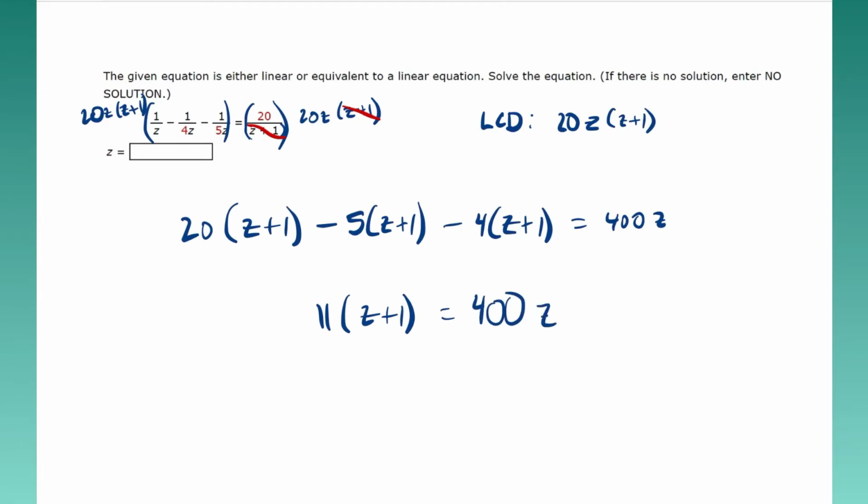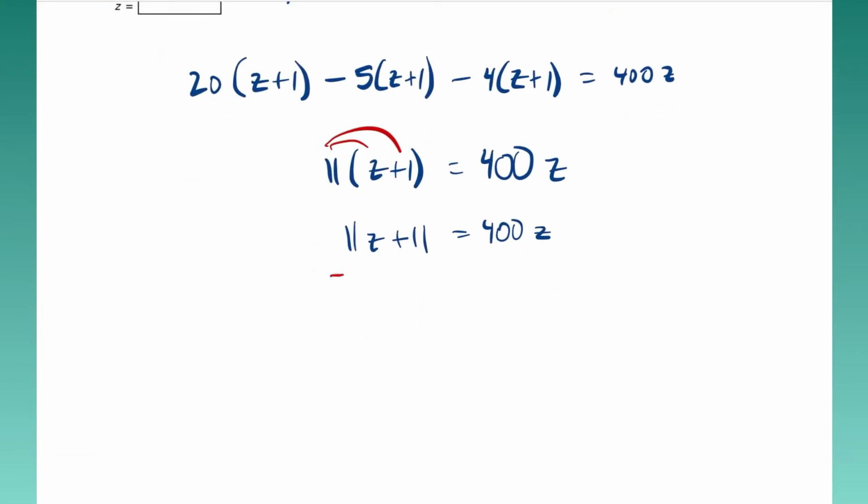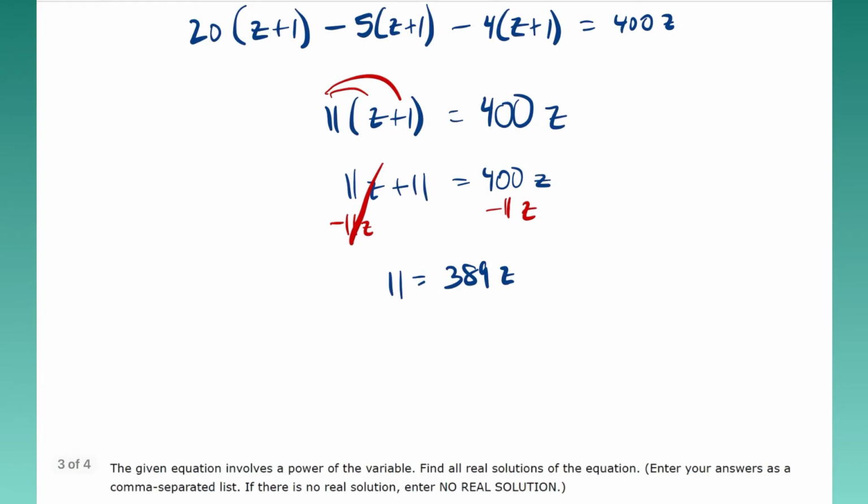So we get 11z plus 11 equals 400z. Now I can subtract the 11z. And now we have 11 equals, what is that going to be? 389z, I believe. Yeah, 389. Okay. Divide by the coefficient of 389. The answer is not very nice looking, but that is the final answer.